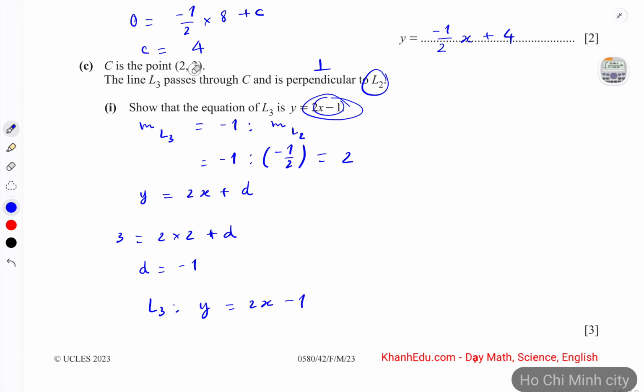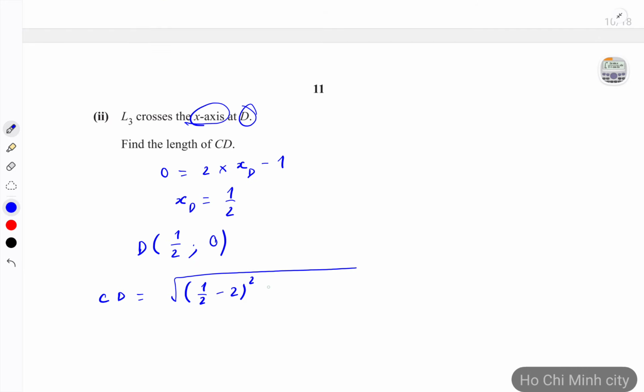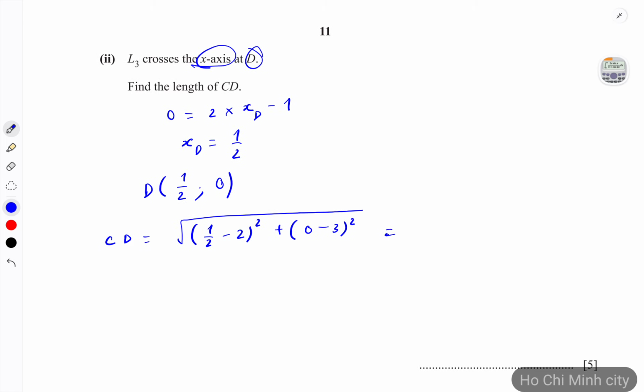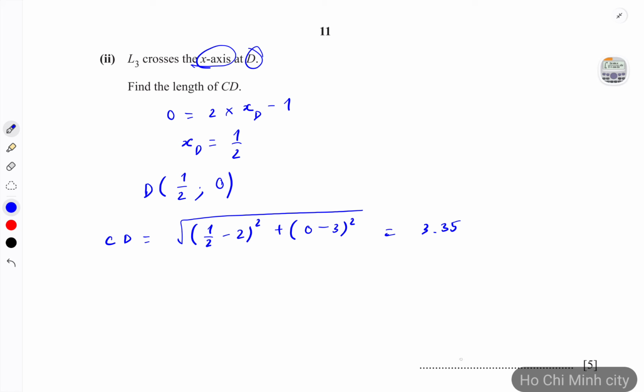So now we know the point C and point D, then we just need to apply the formula for distance between 2 points. The CD is going to be the square root of, take the D minus C and then squared, plus 0 minus 3 and then squared. So this is square root of plus 3 squared, and the answer is going to be 3.35. All right.